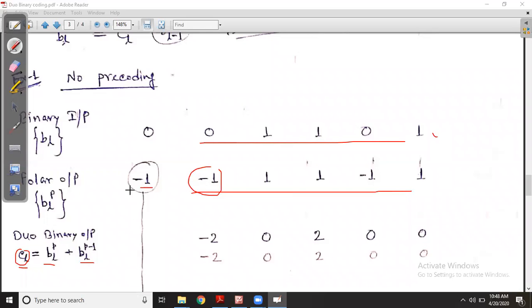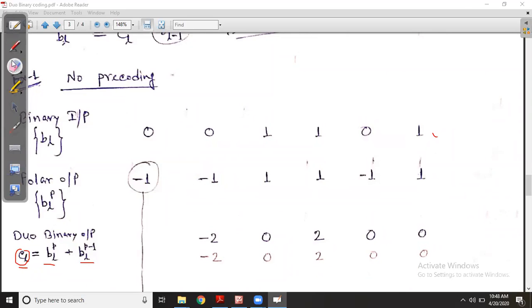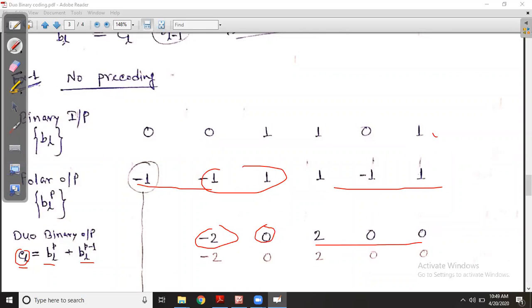So I'm adding these two things. One, this one. We are getting this one. Then this and this. We are getting this. Very simple thing. Just we are adding these two. We are getting this. We are adding these two. We are getting this. Like this, the process continues up to this.